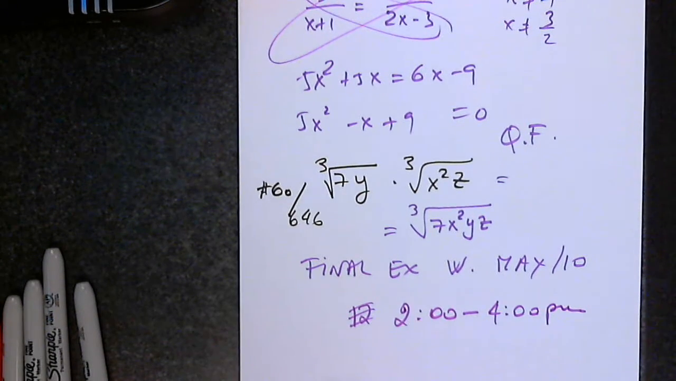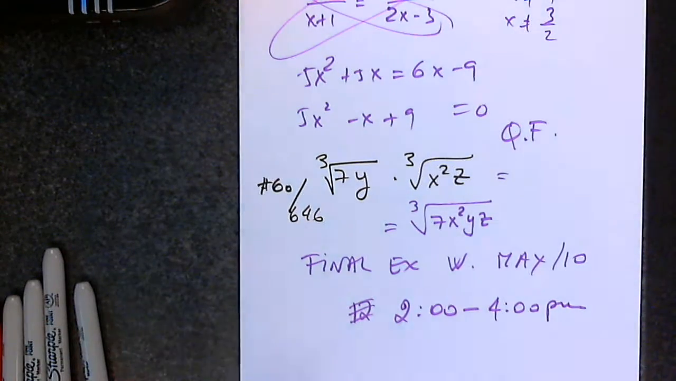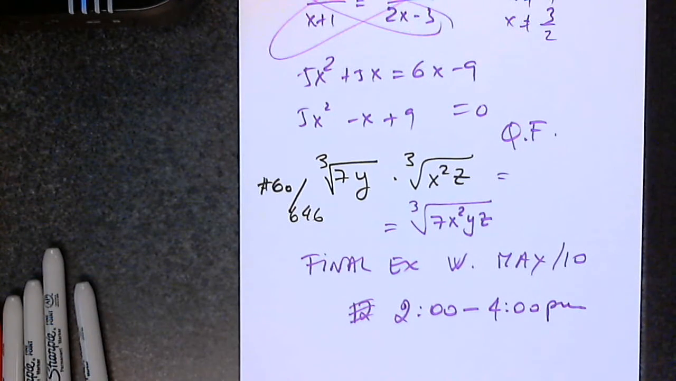Oh, next Wednesday? Yes. So we meet again on Wednesday for the final exam. We do not meet on Monday, because Monday is when final exams start. Our last class is on Wednesday, and we meet again on Wednesday from 2 to 4 for the final exam. Okay? Good. Any questions?